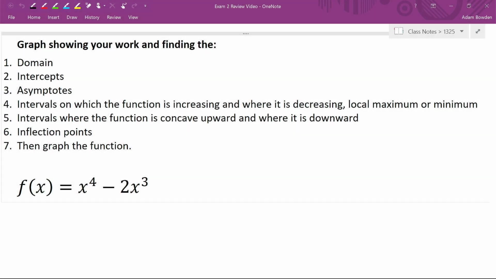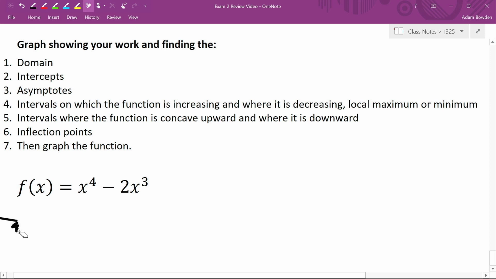In this example, we're going to go through several things: finding the domain, intercepts, asymptotes, intervals where it's increasing and decreasing, local maximum and minimum, and then the intervals where it's concave up and concave down, along with the inflection points. With this information, we're then going to sketch a graph of the function. So let's start with the first step.